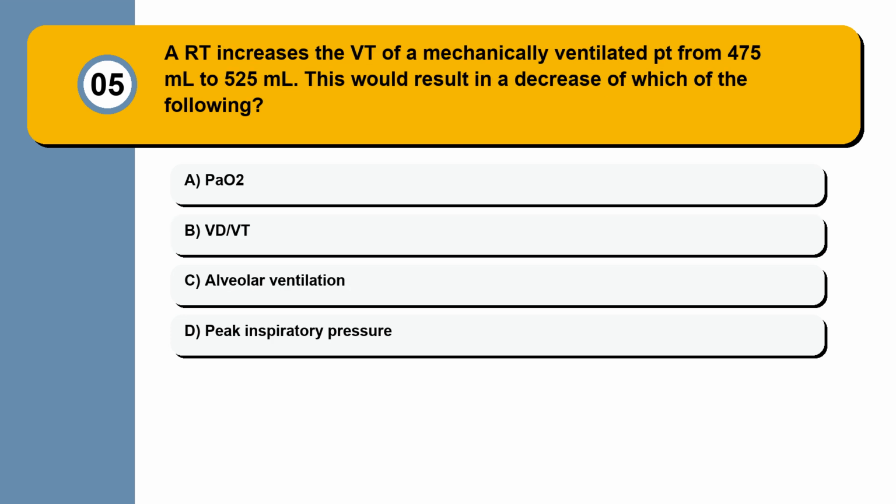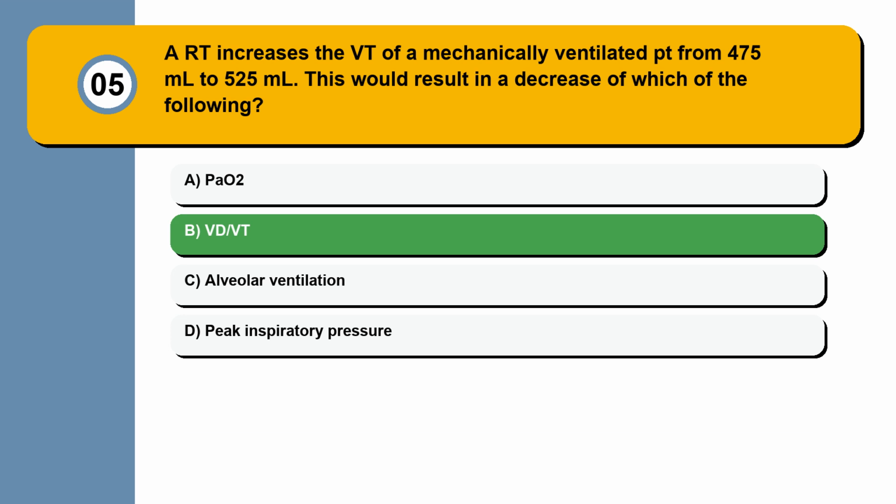Question 5. A respiratory therapist increases the VT of a mechanically ventilated patient from 475 mL to 525 mL. This would result in a decrease of which of the following? PaO2, VD/VT, alveolar ventilation, peak inspiratory pressure. The answer is VD/VT.